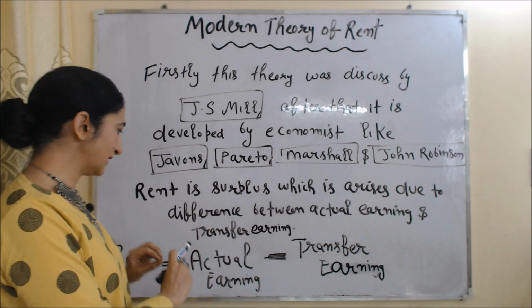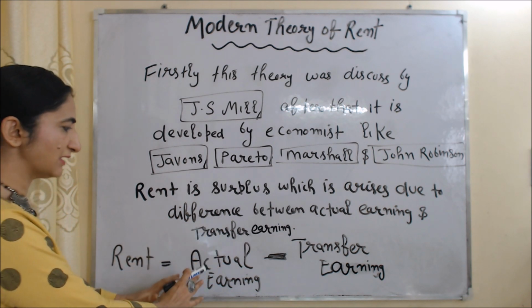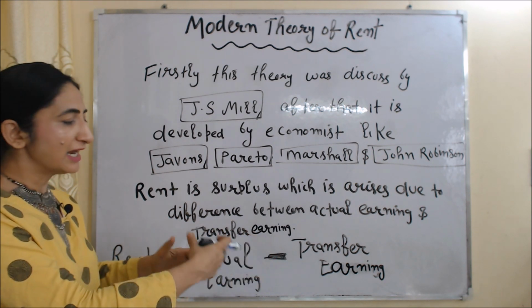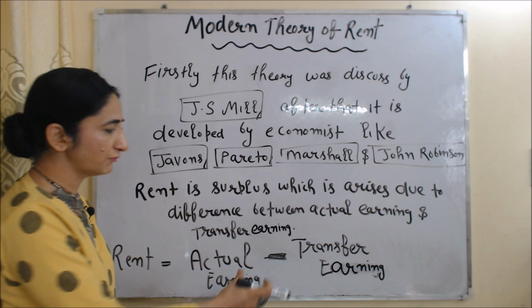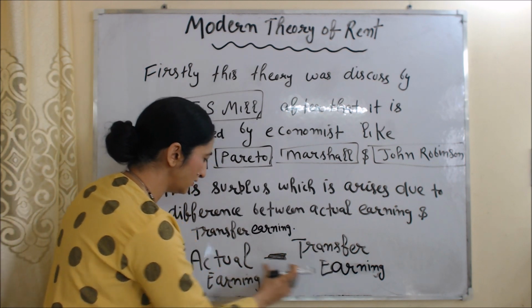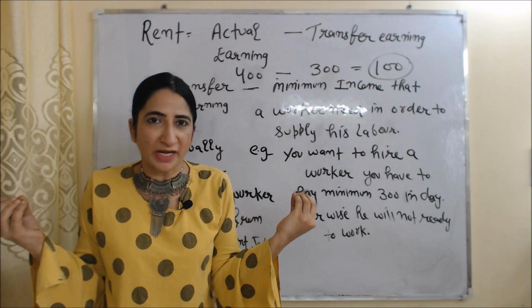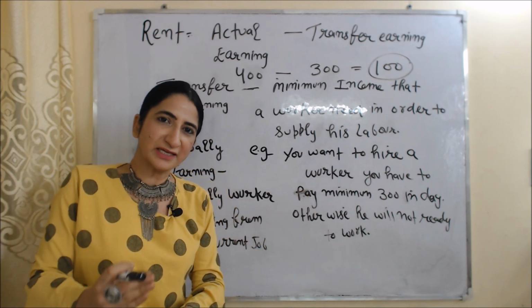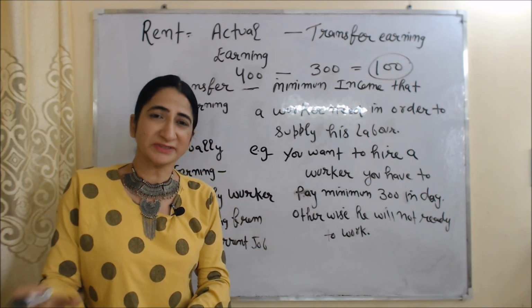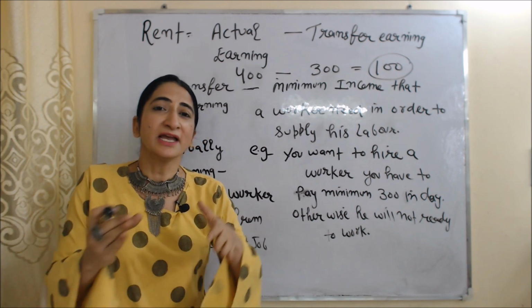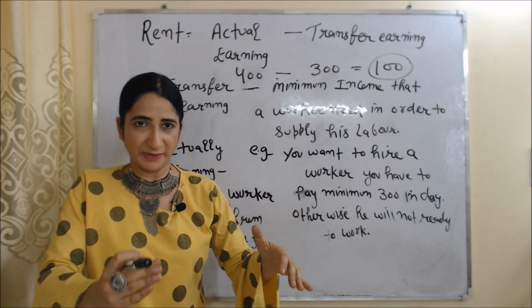Or we can say that rent is the difference between actual earning and transfer earning. And we can calculate rent when we subtract transfer earning from our actual earning. So what is transfer earning? Transfer earning is the minimum income that a worker needs in order to supply his labor.